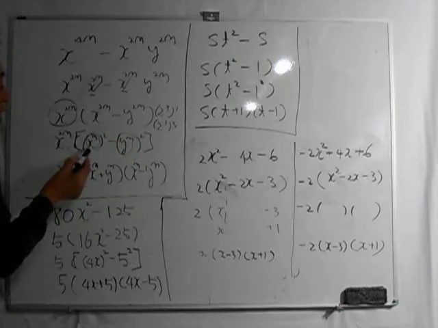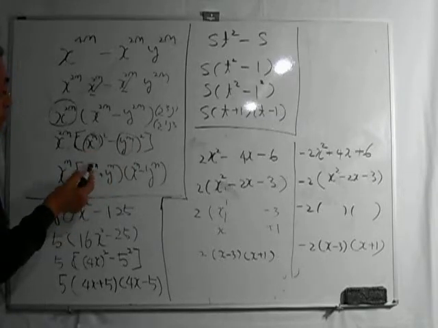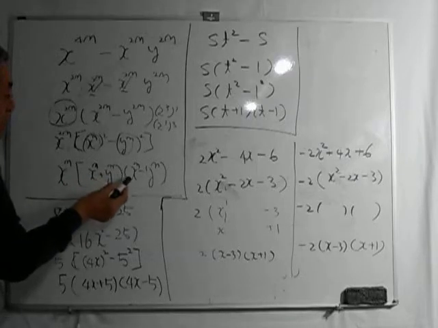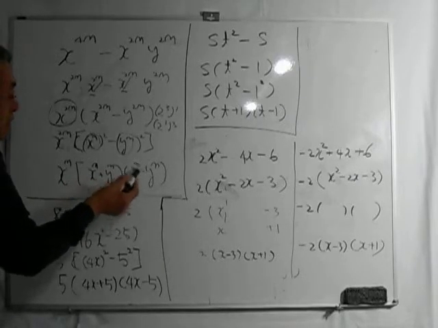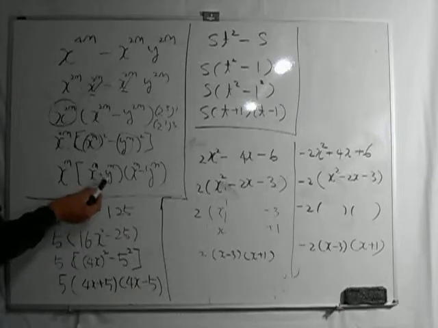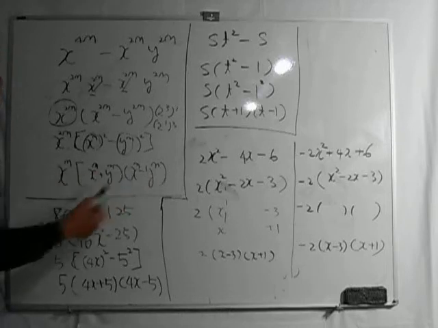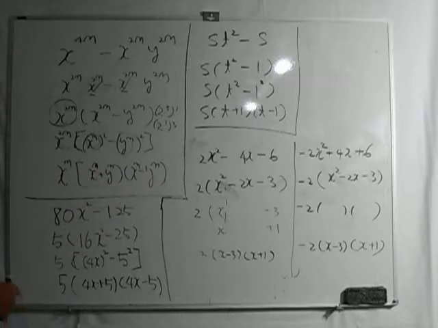That's why apple squared minus star squared is apple plus star times apple minus star. That's xn plus yn times xn minus yn. This is factoring. Okay.